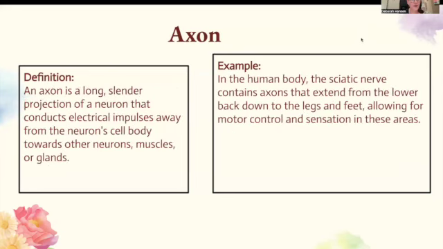Axon. An axon is a long, slender projection of a neuron that conducts electrical impulses away from the neuron's cell body towards other neurons, muscles, or glands. Example, in the human body, the sciatic nerve contains axons that extend from the lower back down to the legs and feet, allowing for motor control and sensation in these areas.